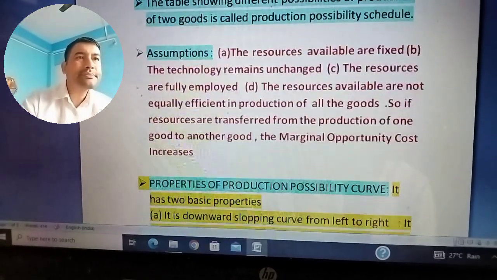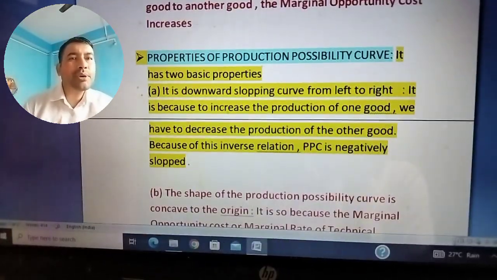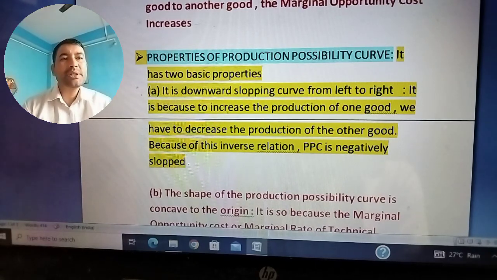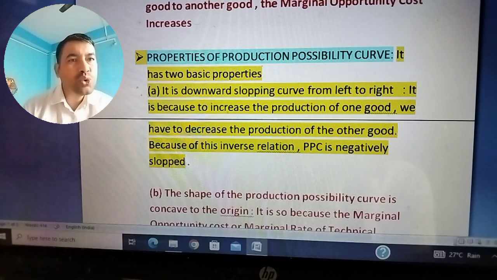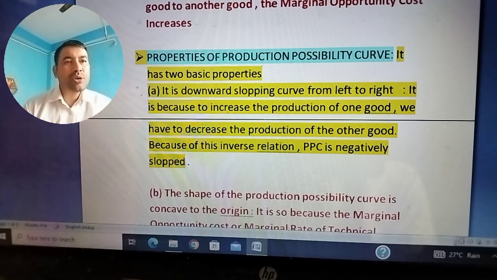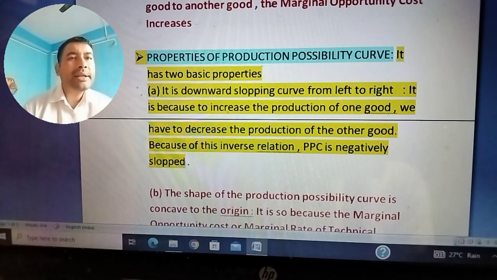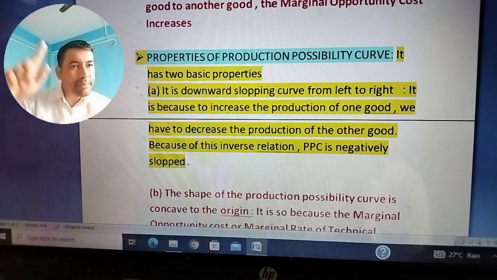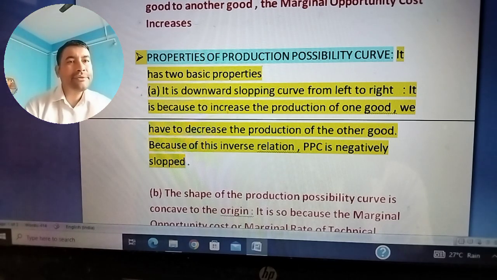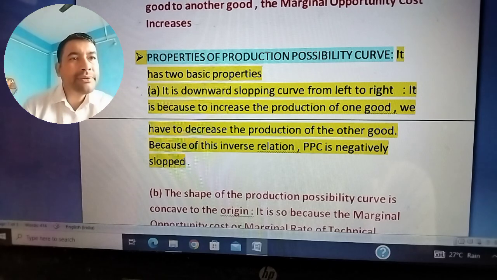Okay, now we'll move to the properties of the production possibility curve, the PPC. This is very important from your MCQ point of view. It has two basic properties. One is, it is a downward sloping curve from left to right. So it is a negatively sloped curve.